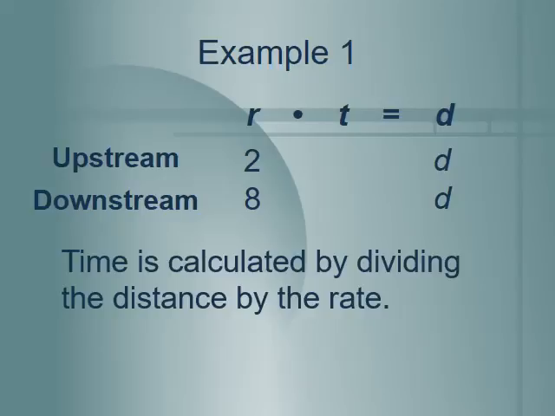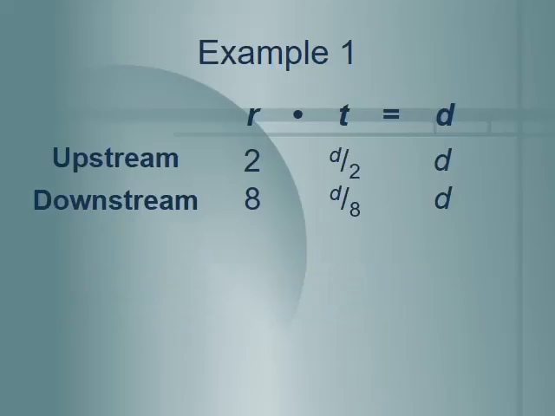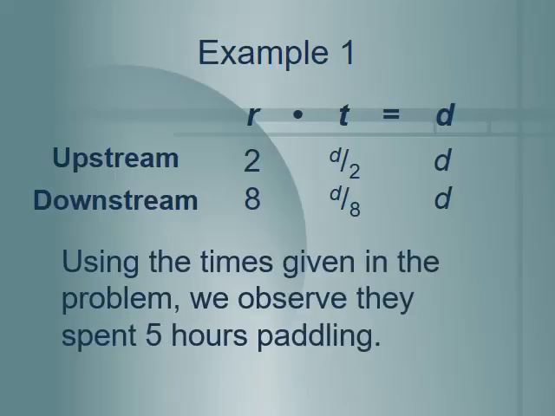And we know that the time is going to be calculated by taking d divided by r, because our question is, how far up the river did they travel? So we're trying to find d, and we already have derived that d divided by r is going to give you our t, because we need to find our t first of all. And we can see also that they spent 6 hours paddling. They left at 9 a.m. and got back at 3 p.m.